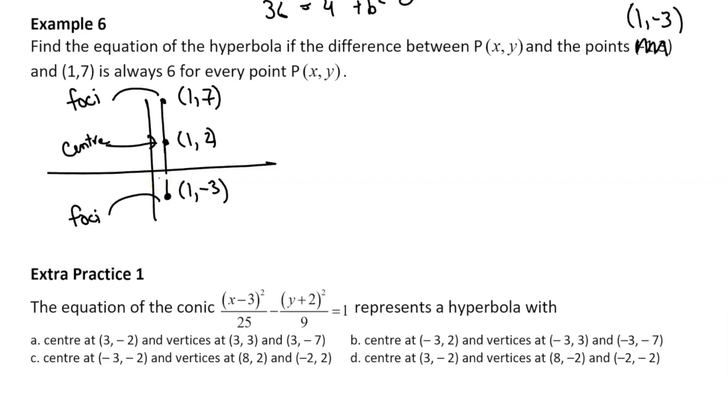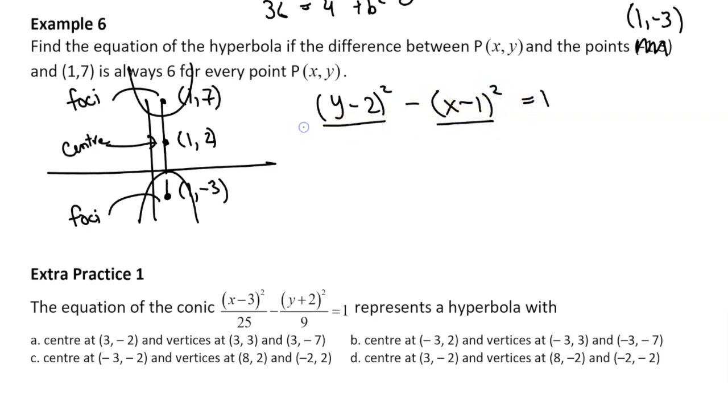And we can start to write out parts of the equation now. So if we have a center of (1, 2), and we're opening up and down, you'd have something in the form of (y − 2)² − (x − 1)² = 1. And then we need to know what goes on the denominators for this.